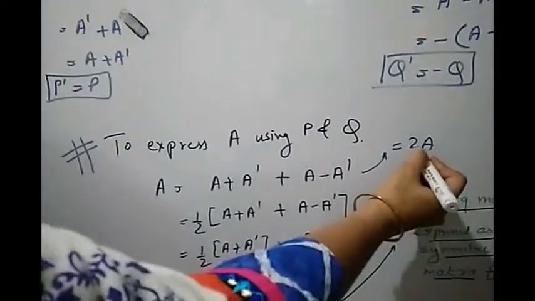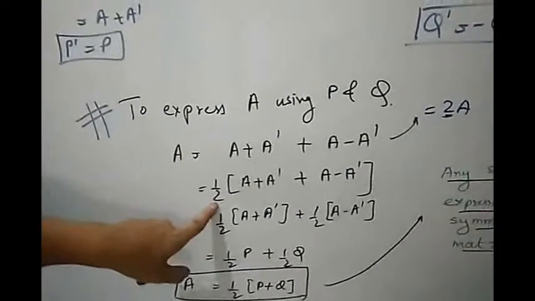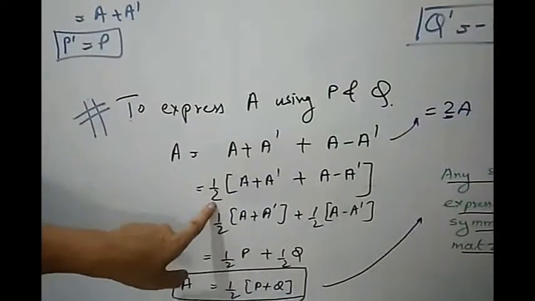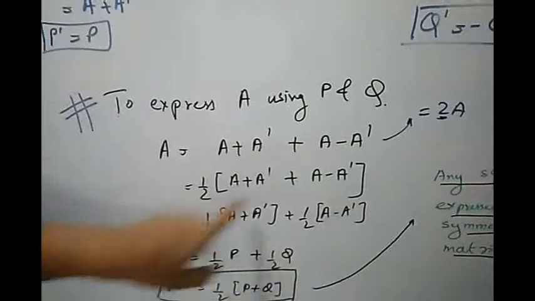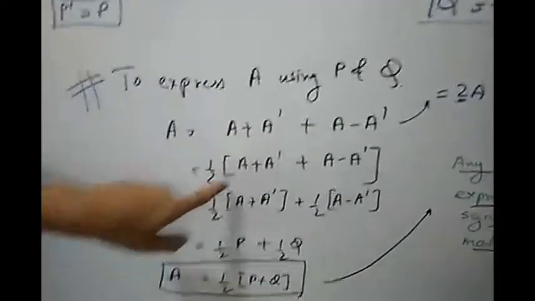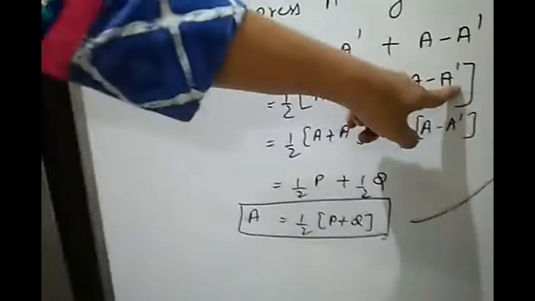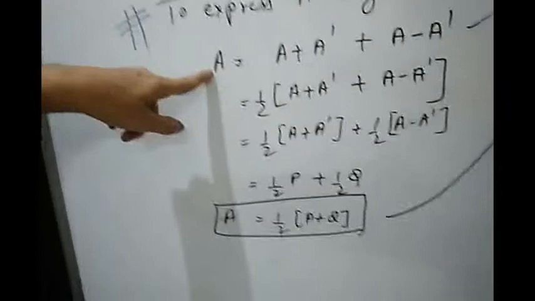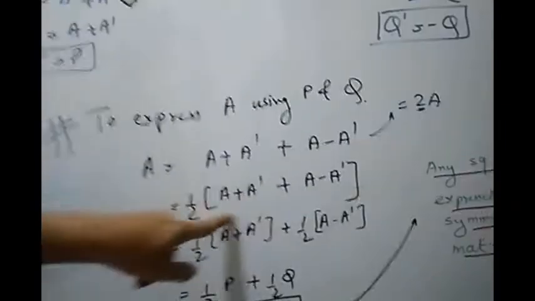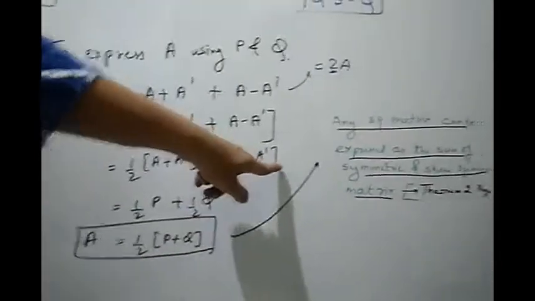To adjust this scalar, what we have done is multiply by 2. Now we will get the equation in this particular form: half (A plus A dash) plus half (A minus A dash) will be equal to A itself. Now we will break the function into half (A plus A dash) in one bracket and half (A minus A dash) in another bracket.